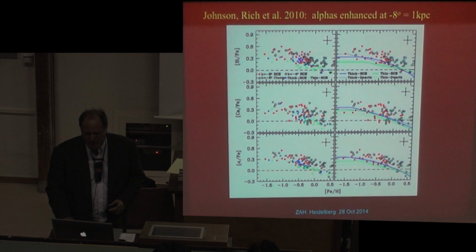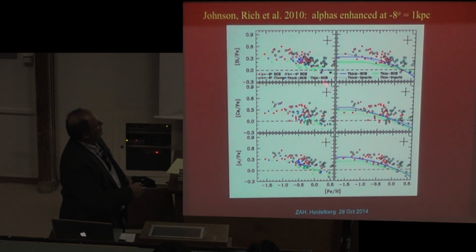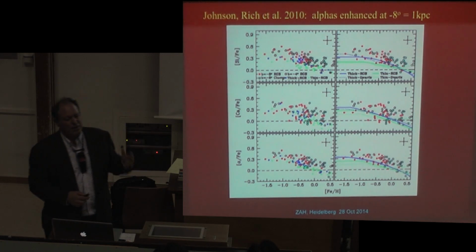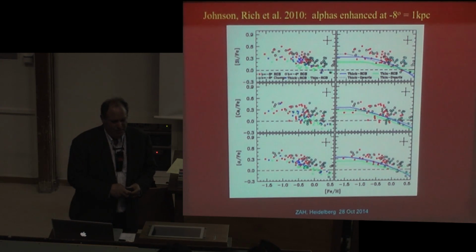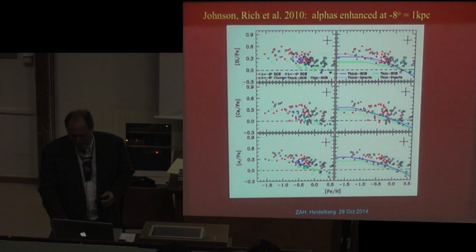So this is a signature, and as we know, the enhancement of alpha elements is supposed to reflect the rapid enrichment of the bulge due to type II supernovae that produce the alpha elements in hydrostatic burning.